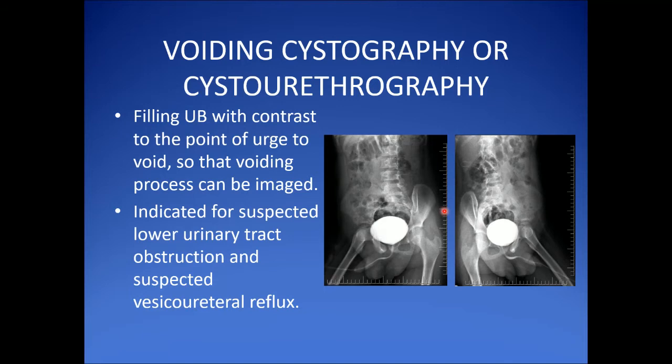Another examination is voiding cystography or cystourethrography. This is commonly requested in pediatric patients, especially if one is entertaining vesicoureteral reflux. Here we fill up the urinary bladder and then we let the patient void and then look for contrast material going to the ureter.